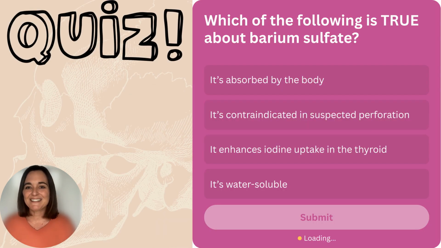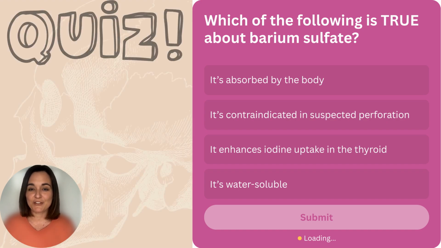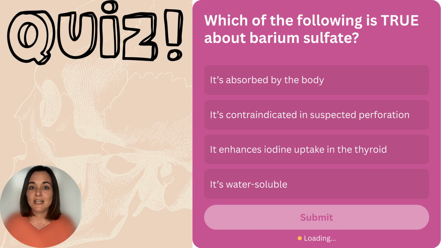Pop quiz break. Which of the following is true about barium sulfate? It's absorbed by the body. It's contraindicated in suspected perforation. It enhances iodine uptake in the thyroid. Or it's water soluble. The answer is barium should not be used if there's a chance of GI perforation. It can cause peritonitis if it leaks into the abdominal cavity.